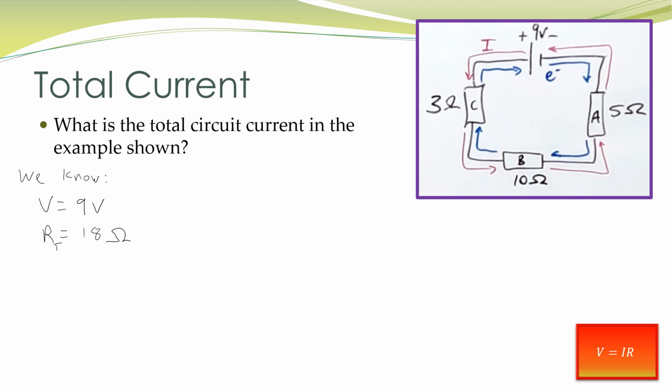We know that the battery is 9 volts because it says up there. My resistance is 18 ohms. I'm just going to use V equals IR to find the total current in this entire circuit. So again, this is probably a 3-mark sort of example.